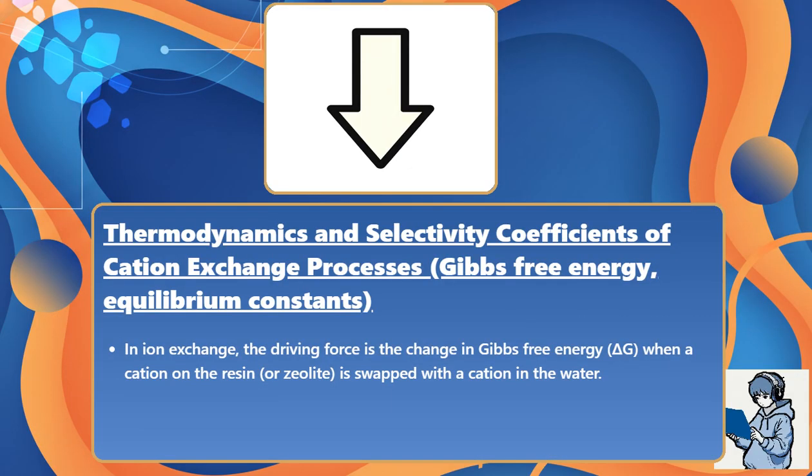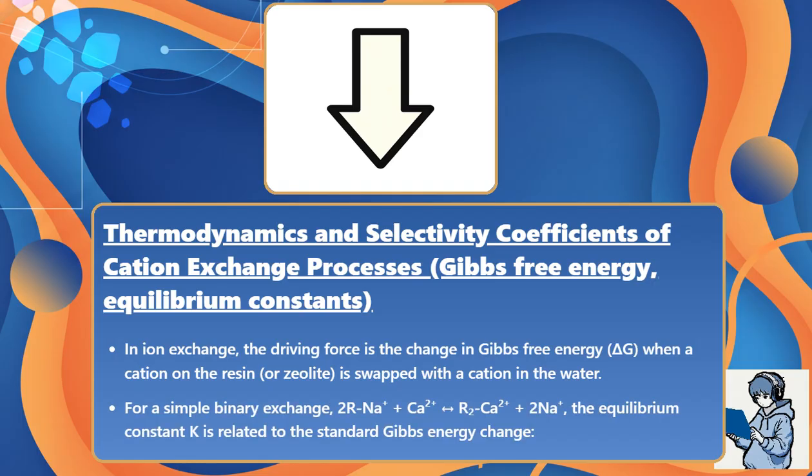In ion exchange, the driving force is the change in Gibbs free energy, delta G, when a cation on the resin or zeolite is swapped with a cation in the water. For a simple binary exchange, 2R-Na plus Ca²⁺ reversible arrow R₂Ca plus 2Na⁺, the equilibrium constant K is related to the standard Gibbs energy change.